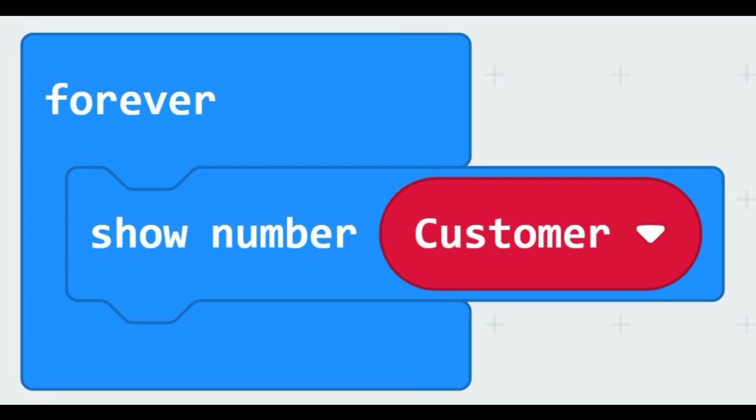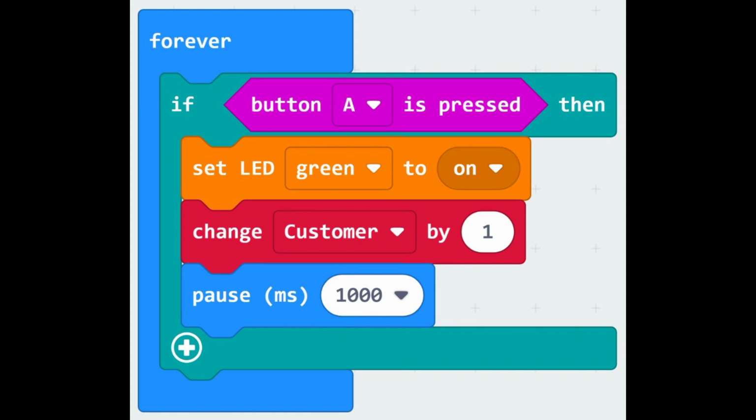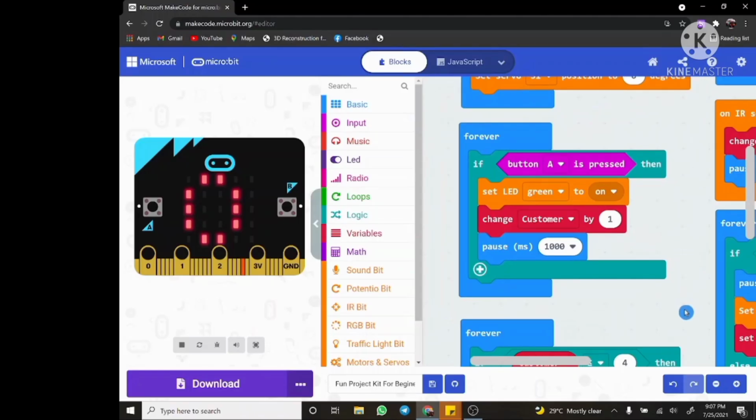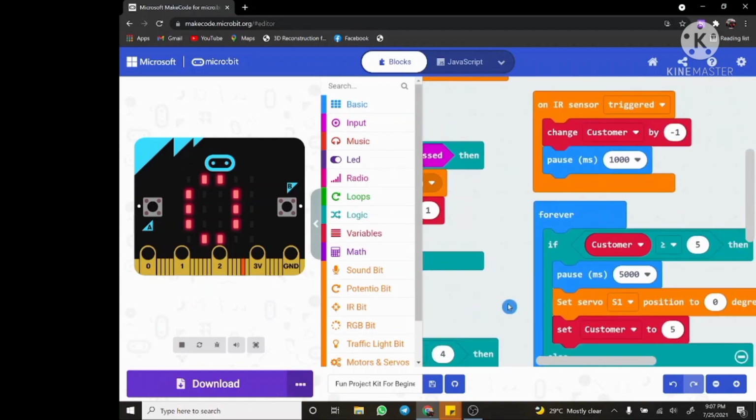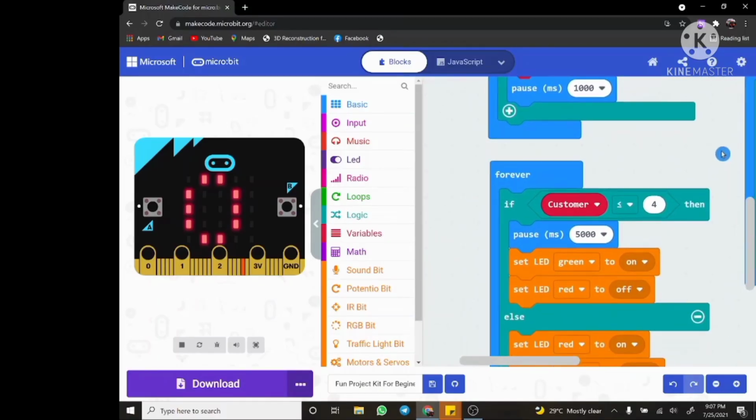Okay, the next is forever will show number customer at a microbit LCD. Okay, next is forever if button A is pressed, then green LCD and change customer by 1. Okay, next is IR sensor change customer by -1 if the customer steps on this IR sensor.